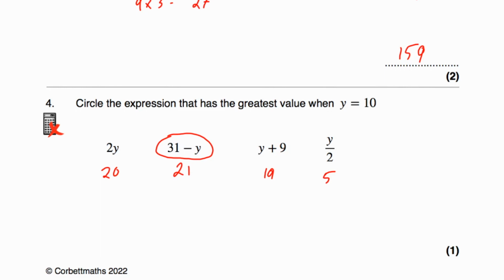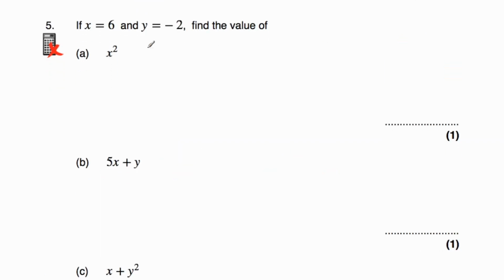Okay, question number 5. We've been given that x is equal to 6 and y is equal to negative 2. And we've been asked to find the values of some expressions. So x squared. Well, x is equal to 6, so we're going to do 6 squared. 6 times 6 is equal to 36.